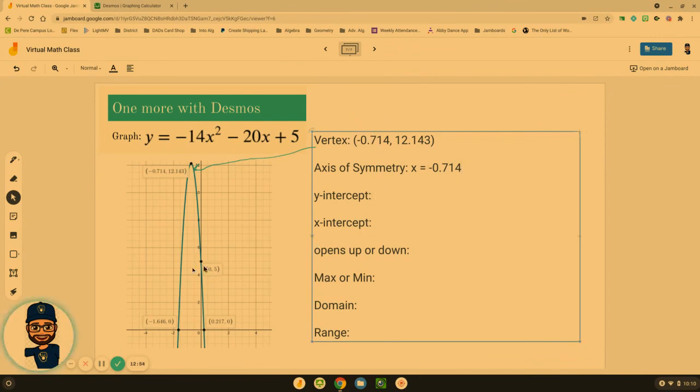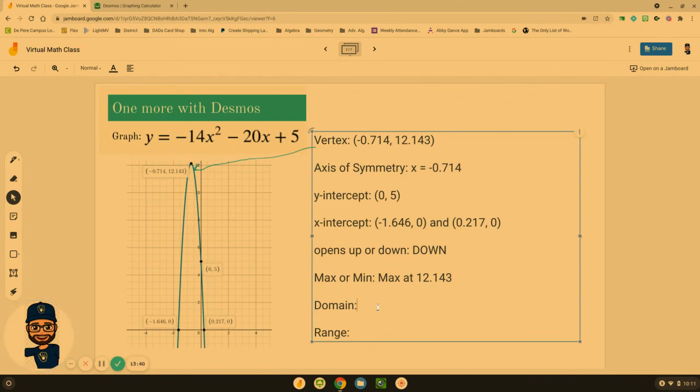It's got to be the x. What's the y-intercept? There it is, (0, 5), but it's also the c value. So (0, 5), we see it in the equation. What are the x-intercepts? Well, there they are. Again, they look a little different, but (-1.646, 0) and then we've got (0.217, 0). So you can see why using Desmos is so helpful. This definitely opens down. We had a negative a value. If it opens down, that means my vertex up there is the highest point, so it's a maximum point at 12.143, because that's the highest point we have.